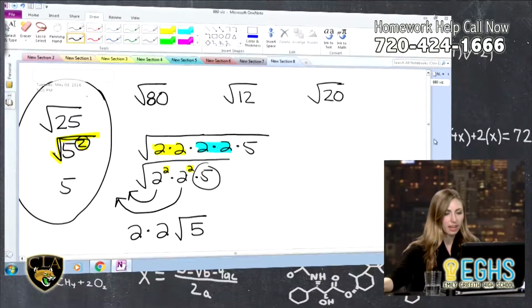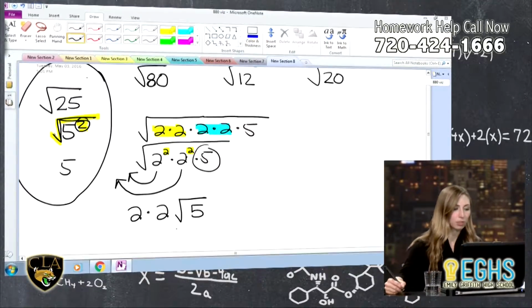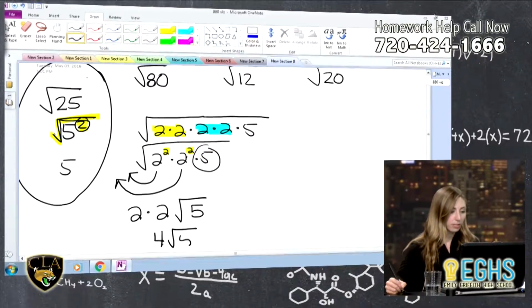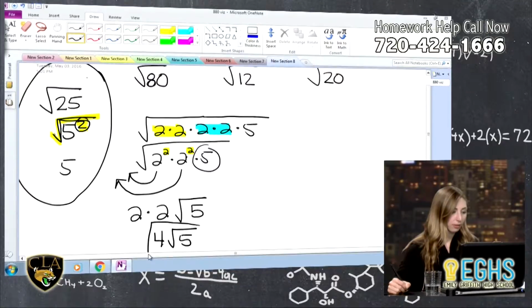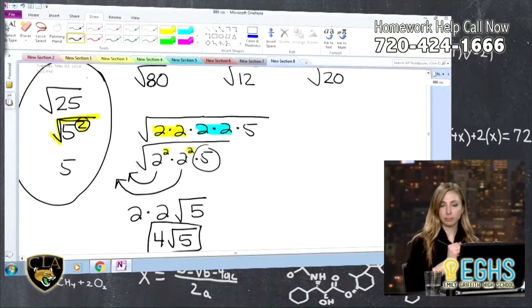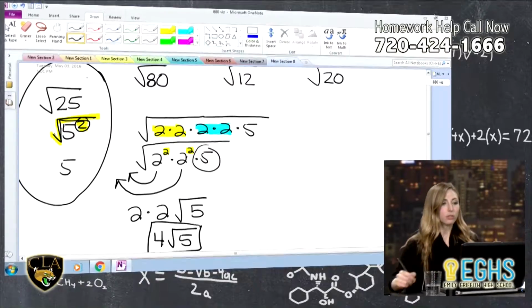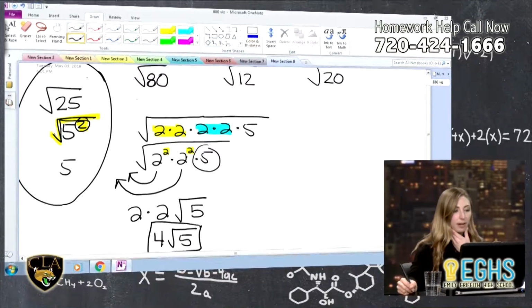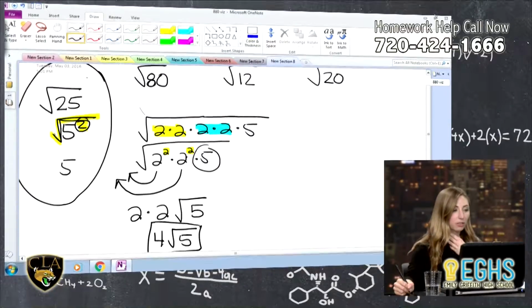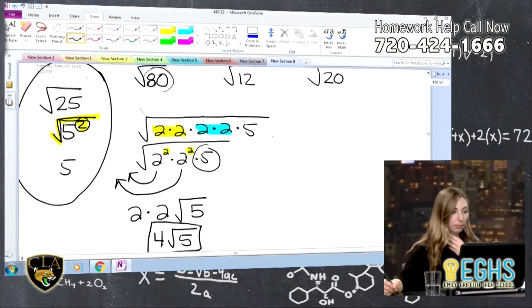Okay, and simplifying that further, 2 times 2 is 4, so we would say that's 4 times the square root of 5. And that's our final answer for simplifying it. Okay, cool. So what we're looking for is any perfect square factors that go into our original number.